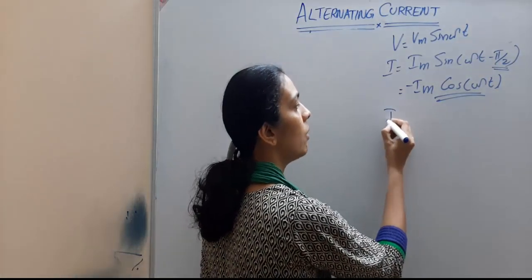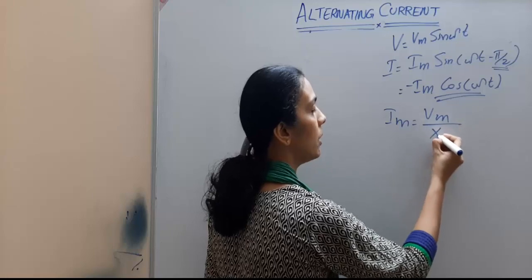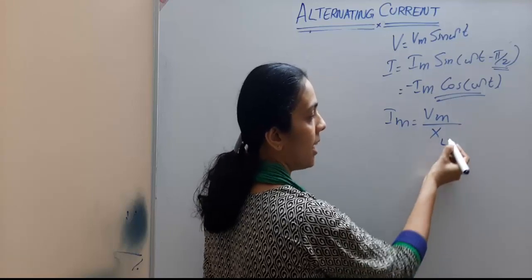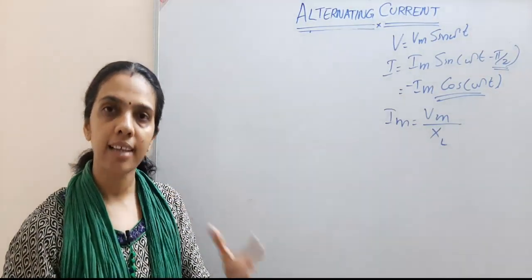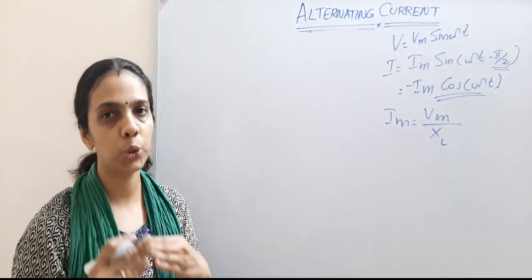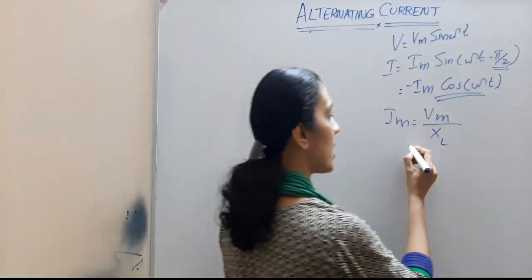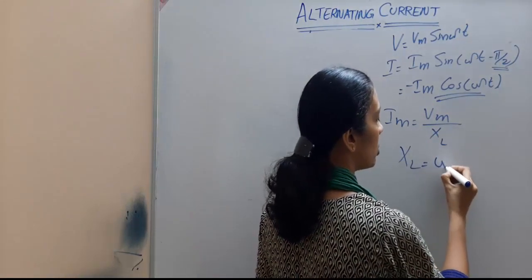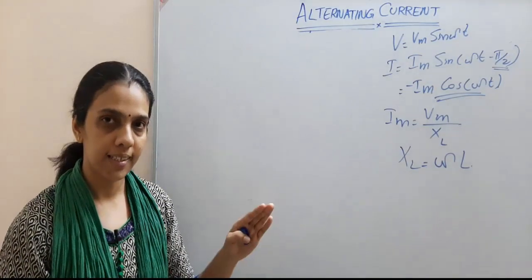And what was the Im value there? Im will be equal to Vm divided by XL. XL is called the inductive reactance, which has the same dimension and unit as resistance. What was the XL value? XL is equal to omega into L. Okay, this much we learned yesterday.